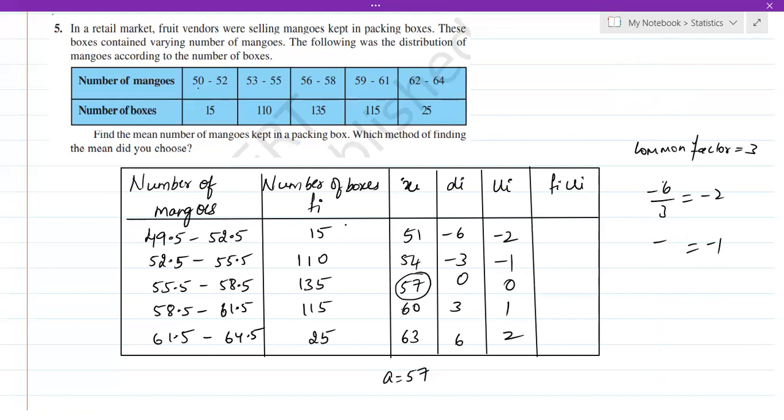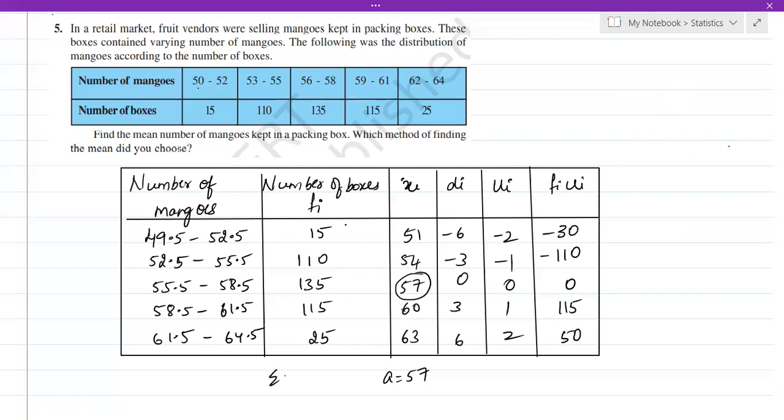Now once we get ui, let's multiply with fi. So fi into ui. What is the value of fi? Fi is 15. 15 into -2 becomes -30. 110 into -1, it will become -110. 135 into 0, 0. 115 into 1, 115. 25 into 2, that becomes 50.